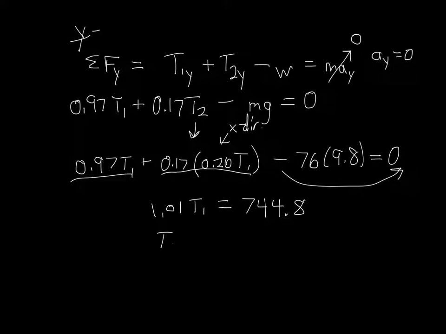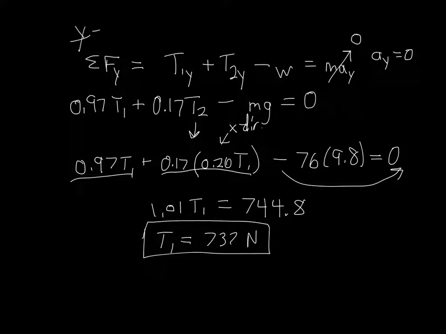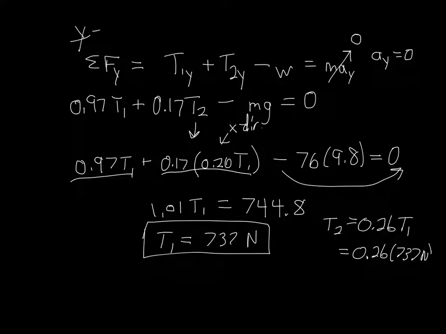So we have T1. Now when we divide both sides by 1.01, we get a T1 of 737 newtons. And then I can take this and I can plug it into my x direction equation, where I found that T2 was equal to 0.26 times T1. I plug in 0.26 times my T1, which is 737 newtons, and I get that my T2 is equal to 192 newtons.